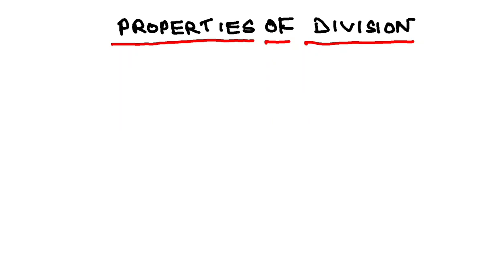Alright students, till now we have learned the properties of addition, subtraction and multiplication. Now let us learn the properties of division of integers. So here the properties will be slightly different. Property 1, as we have been discussing, is obviously the closure property.